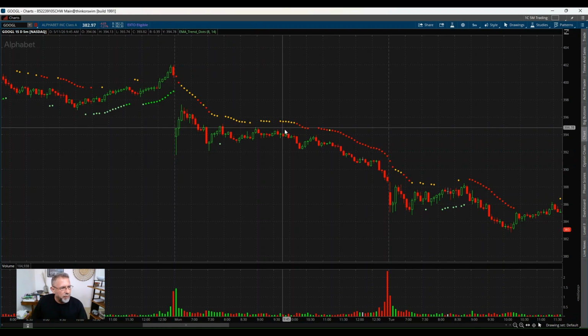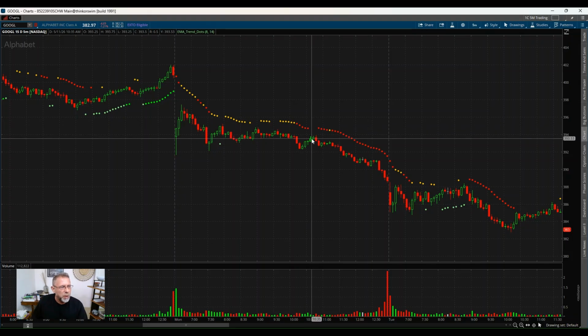But so this keeps you in the trend. And again, here, there's no dots. And I can tell you why. It's because the 8-period moving average was going up for these two, these three candles, and then it pointed down again. So this happens all the time.